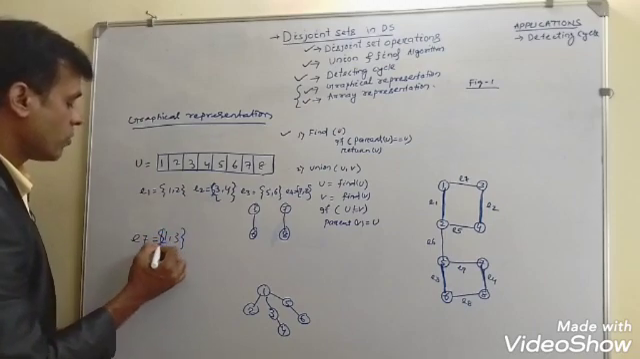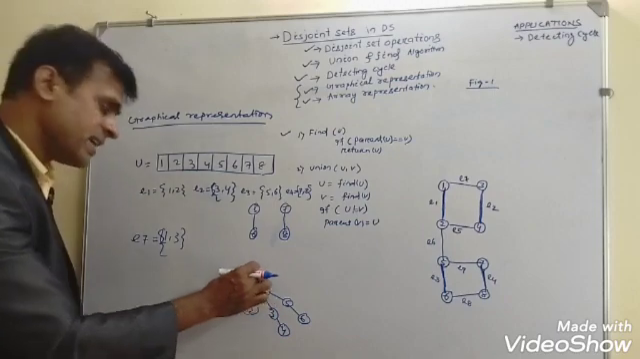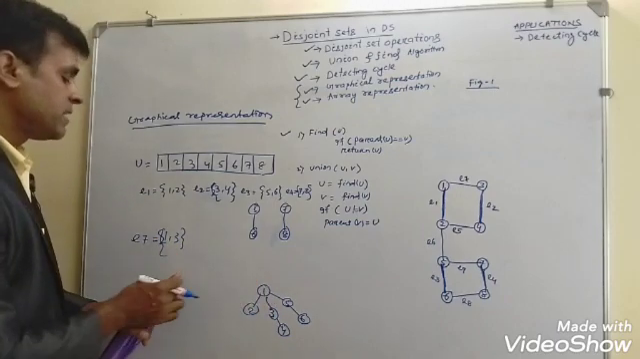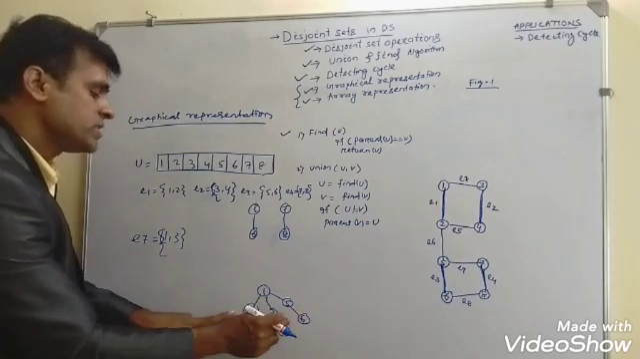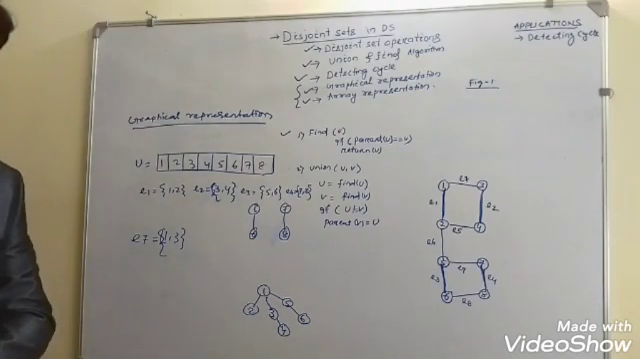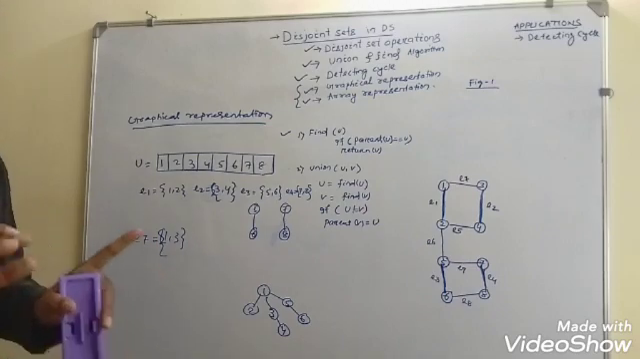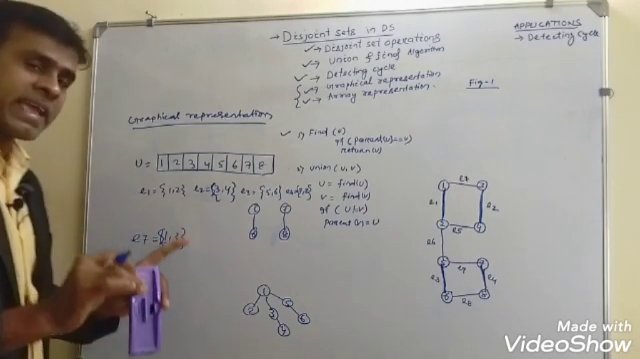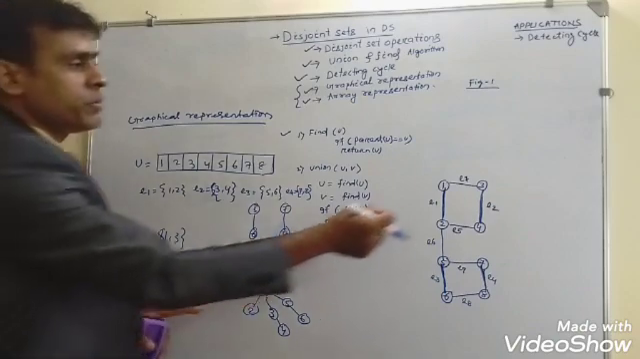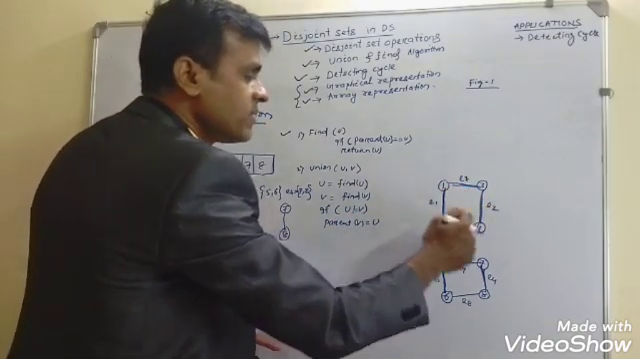Now you tell me, 1 is available in which set? This set. Who is your parent? Itself. 3 is available in which set? Same set. Who is the parent? Now 1. So both are available in the same set. I told you that if both are available in the same set, then you can say that a cycle exists. So definitely if you include this edge, obviously the cycle will exist.